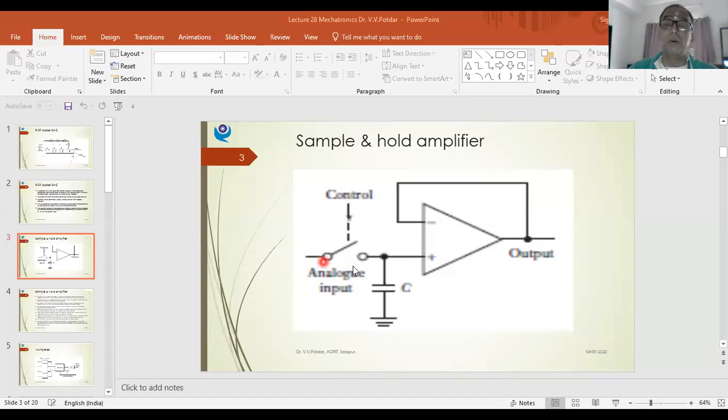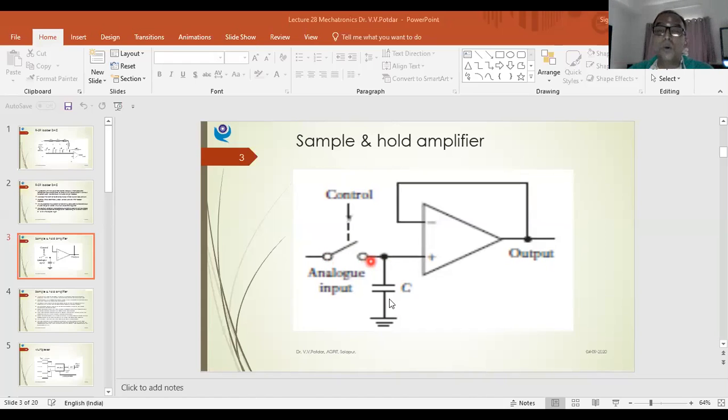What will happen? This 3 volt will be supplied. Whatever is the current flowing will be stored by my capacitance in the form of a charge. Okay, so that will be stored, and then when this switch is put off, that means this 3 volt is no longer applied.